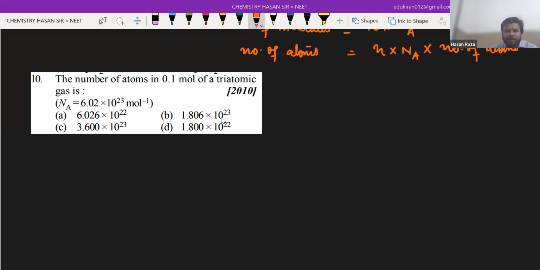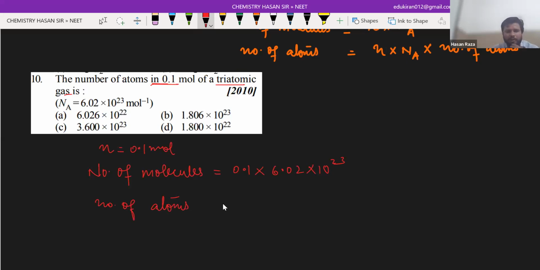The answer you can see: we need to calculate the number of atoms in a triatomic gas in which the number of moles is 0.1. Calculate the number of molecules. The number of molecules will be equal to 0.1 into 6.02 into 10 raised to the power 23. And for the number of atoms, since it is triatomic, it is 3 into the number of molecules. So if you solve this, you will get option B.